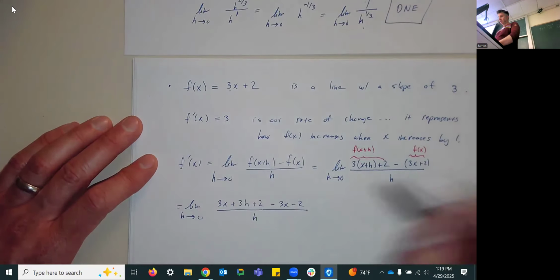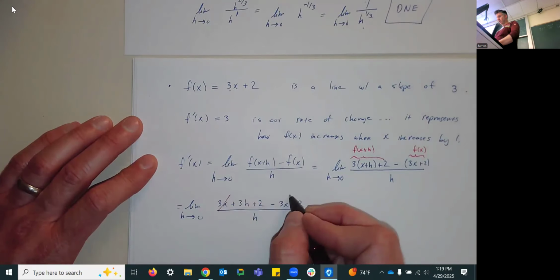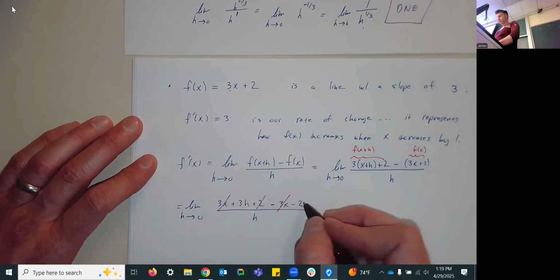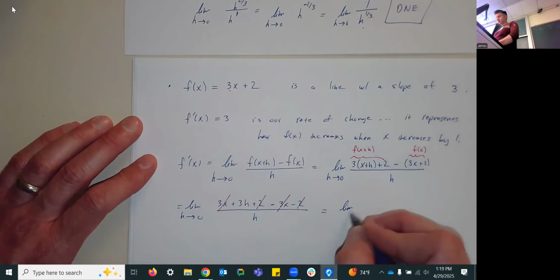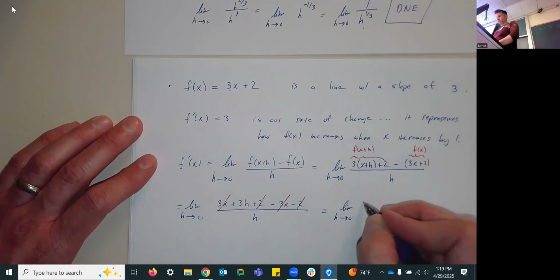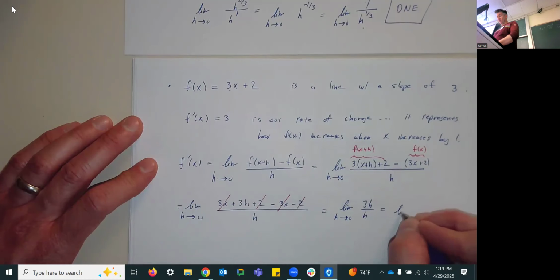Not surprisingly, the things that don't have h's end up canceling. 3x and negative 3x add to 0. 2 and negative 2 add to 0. So we're left with the limit as h approaches 0 of 3h divided by h. The 3h divided by h is just 3. And the limit as h approaches 0 of 3, well, the limit of a constant is always just that constant.